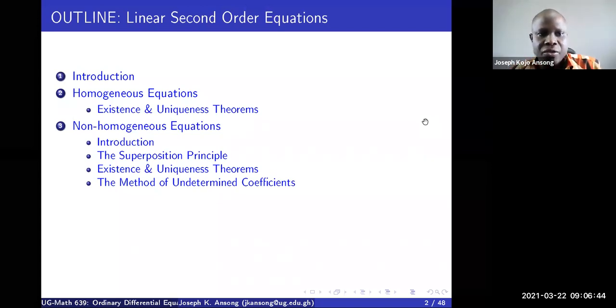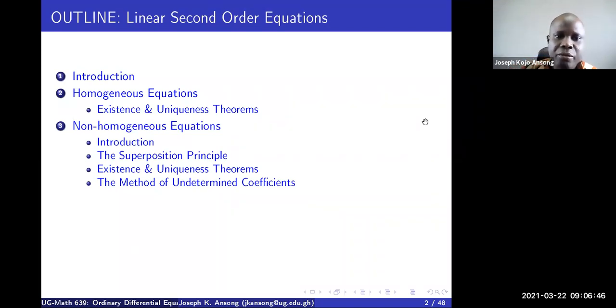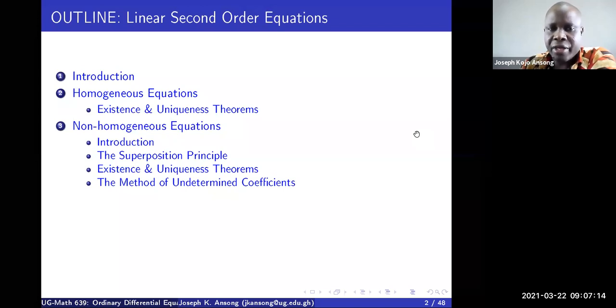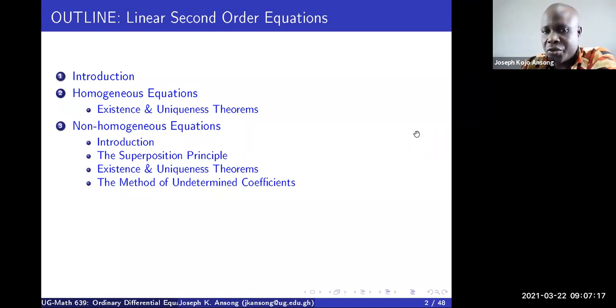Okay. So we'll look at the introduction, and then I'll move on to homogeneous equations, existence and uniqueness theorems, and then we'll segue into non-homogeneous equations. I'll give an introduction of that. We'll look at the superposition principle, existence and uniqueness theorems, and then the method of undetermined coefficients. I might add variation of parameters later, or I'll just give it to you to study on your own. Okay. So that's the plan. This is going to be a couple of videos, maybe two, to cover these topics.